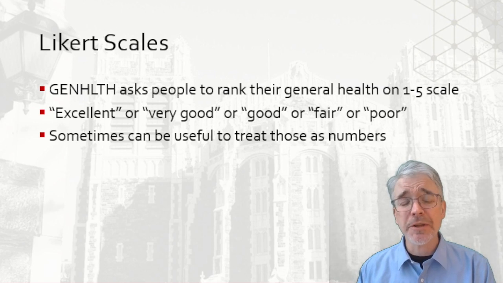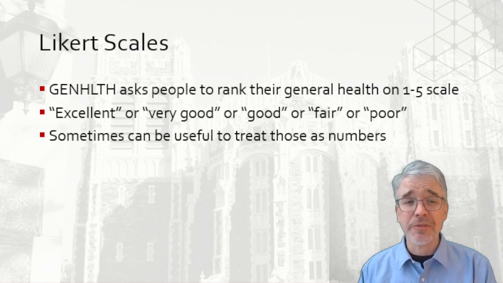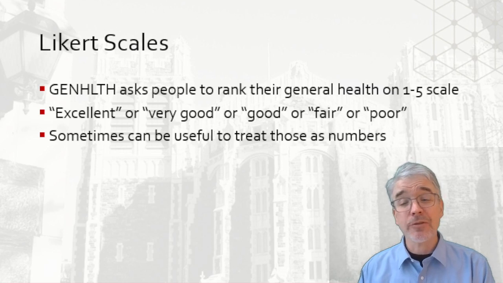Some variables are a Likert scale, such as Gen Health, basically asking people to rate their health on a scale from 1 to 5. Sometimes it's useful to treat those as numbers we can do math with. Sometimes not. Note here the middle value is labeled as good. Other Likert scales might ask people to rate from 1 to 10 or 1 to 7. It's really not an underlying reality we can point to, to ask whether the person answered correctly.